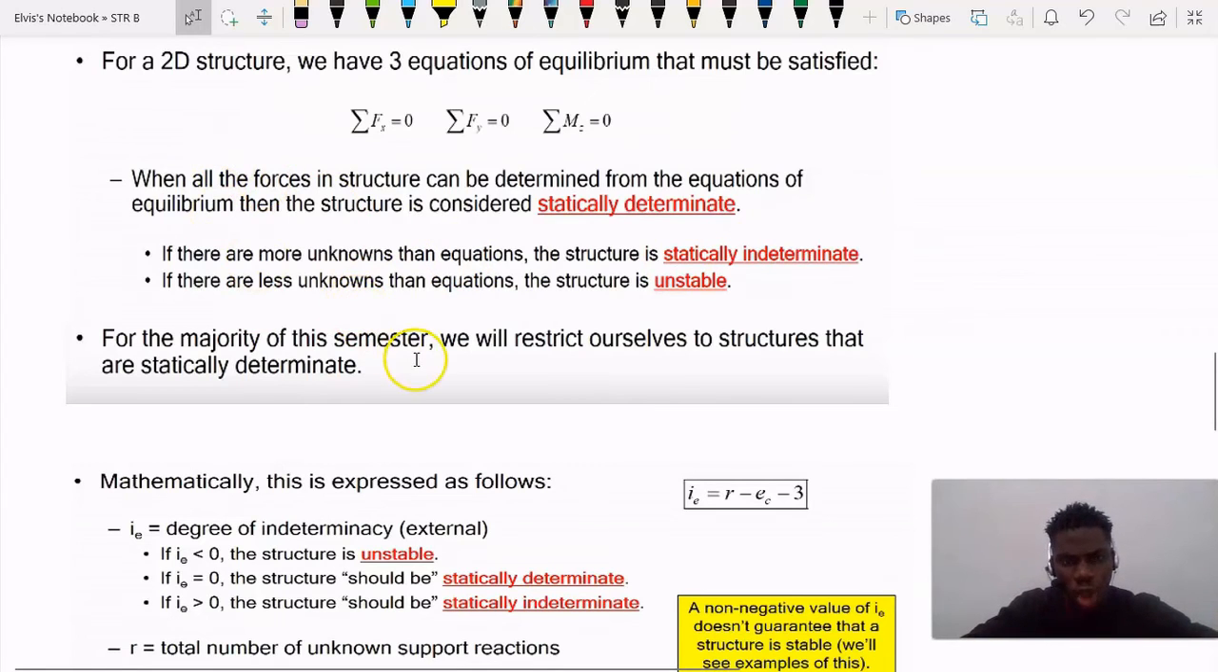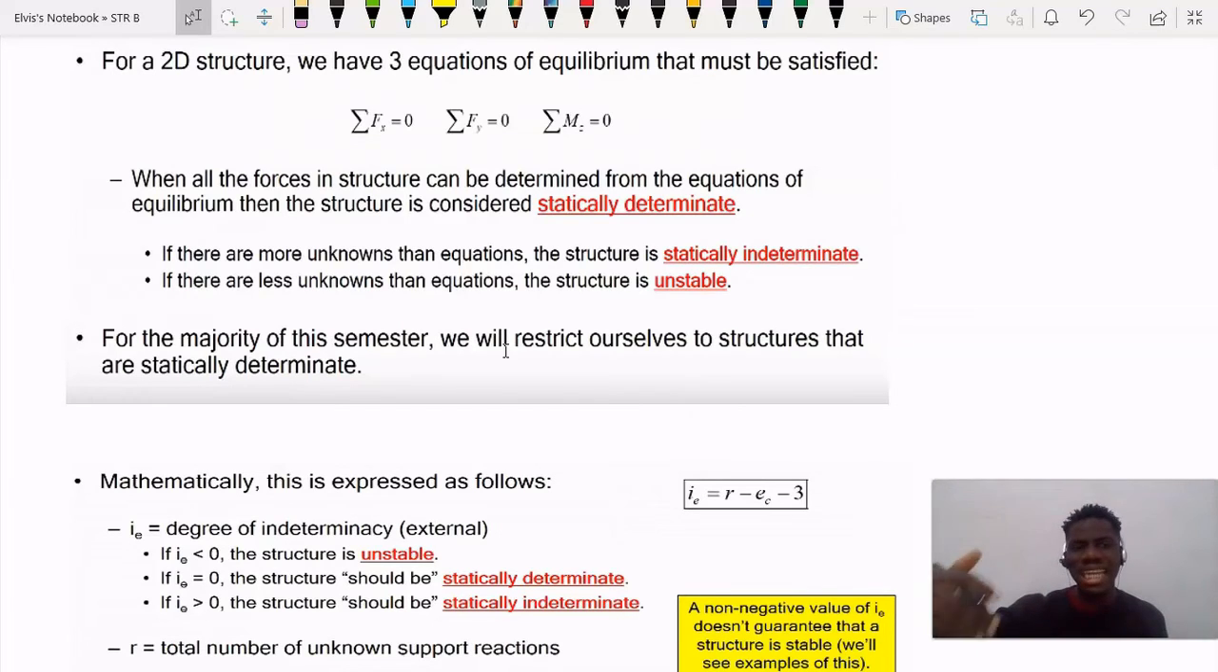And guys, for the majority of this course, we will restrict ourselves to structures that are statically determinate. In structural analysis 1, we are going to be dealing with structures that are statically determinate. That is, structures that have 3 unknown forces and 3 equations of equilibrium. Then in structural analysis 2, we are going to be dealing with statically indeterminate structures, that is, structures that have more unknowns than equations of equilibrium.